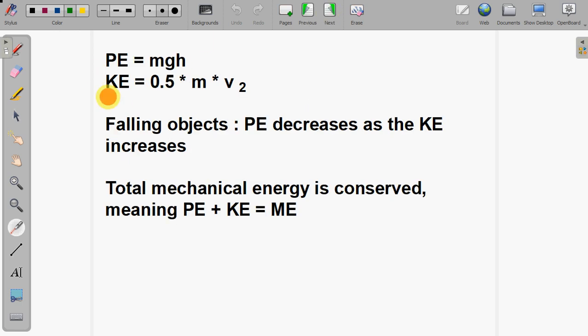All right, this is kind of the same thing. When an object falls, potential energy decreases as the kinetic energy increases, but the total amount of mechanical energy is conserved. Now, in the real world, we have air resistance and friction and stuff like that, so it doesn't work out exactly the way the math says it should. But that's the difference between working it out in class versus the real world.